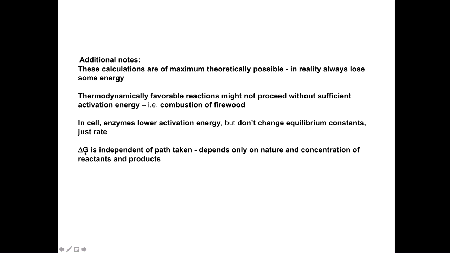Another thing about delta G that's kind of neat, really, I think, is that it doesn't matter how you get from reactants to products when you're calculating the delta G. Okay? When you're calculating the delta G, what is the change in free energy from those reactants to those products? It doesn't matter how you got there. It's only the nature, what are those reactants, what are those products, and their concentrations. How much of the reactants, how much of the products.